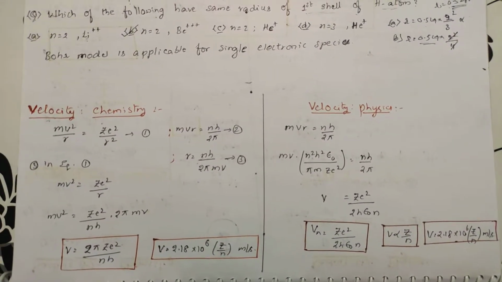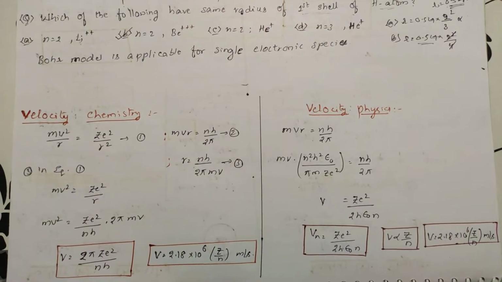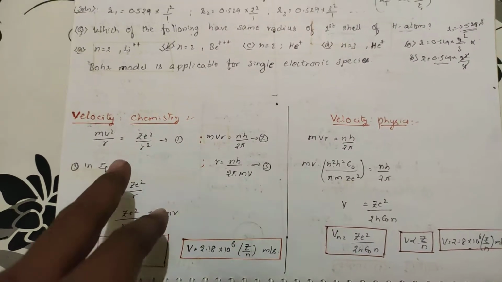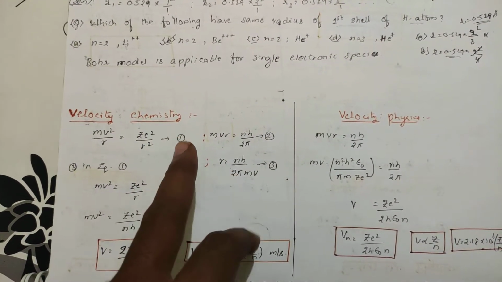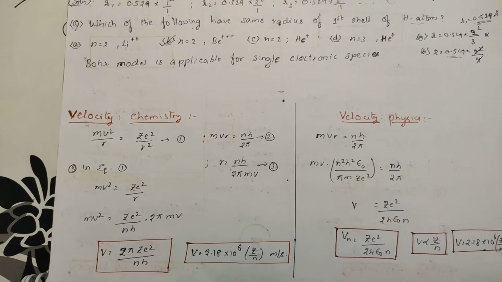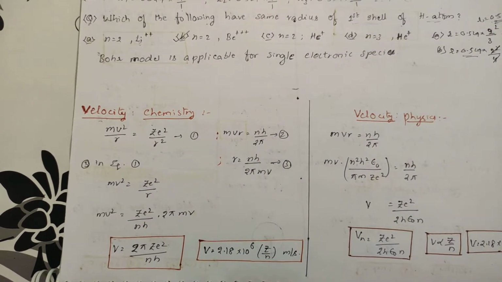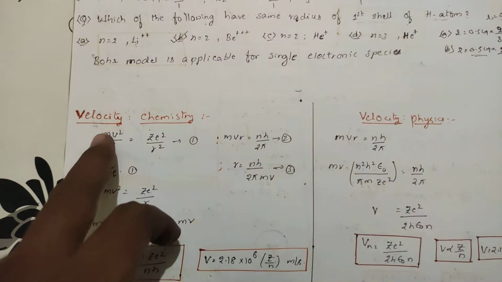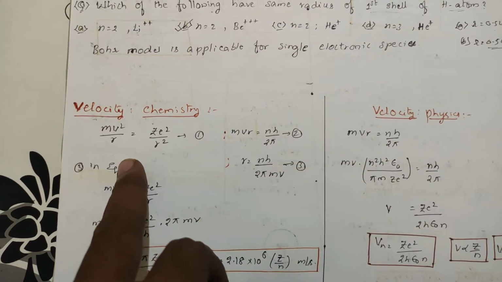Today in this lecture we are going to deal with the velocity of an electron in a particular orbit. Bohr has already said that the orbit has a fixed amount of energy, and the electron moves with a fixed velocity and a fixed radius. We have calculated the radius and the energy, now we are going to calculate the velocity.